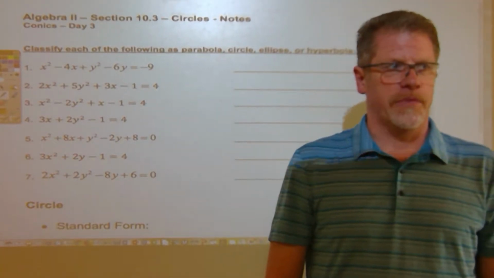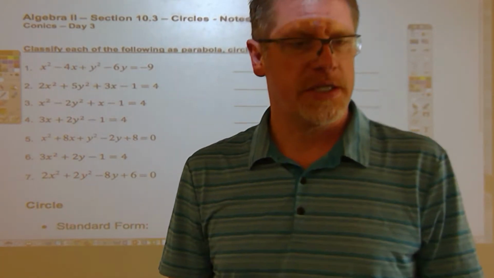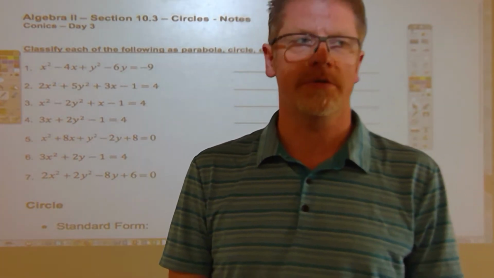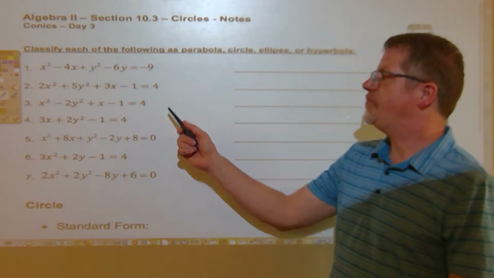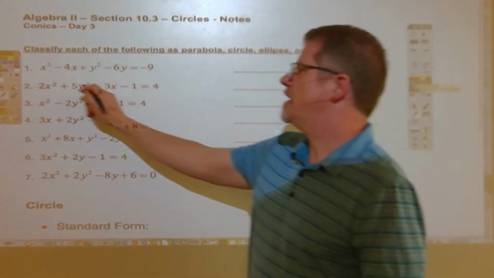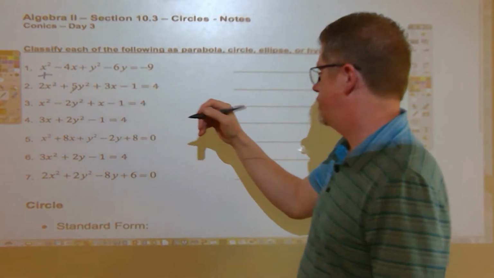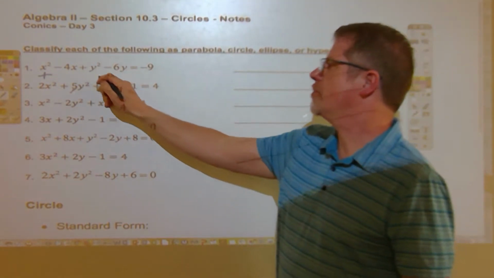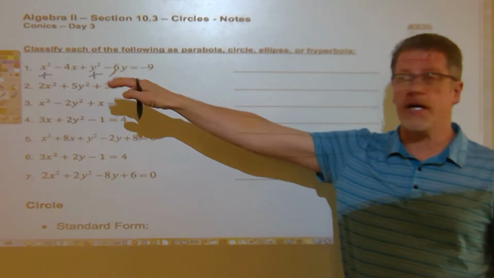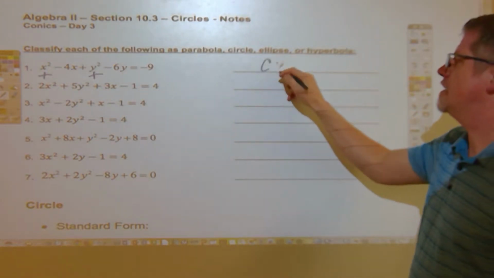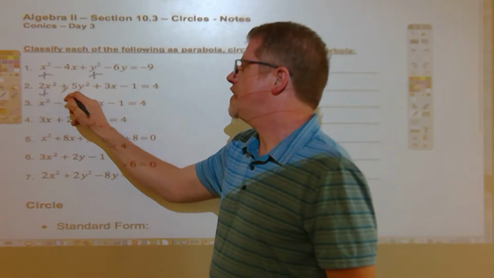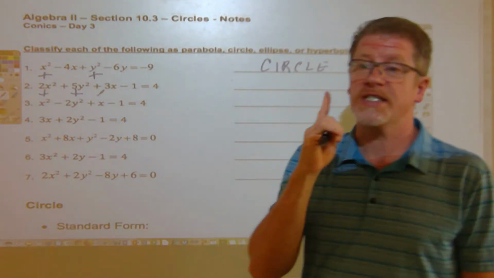Good day. This is Unit 10, Section 3 of Algebra 2. We're studying circles today. And in this review, we're classifying each conic as either parabola, circle, ellipse, or hyperbola. So when we have the same sign, they're both positive, and the same coefficient, we call that a circle. In the second one, both squared terms are two squared terms, so we know it's not a parabola.